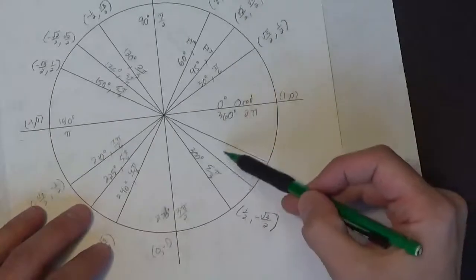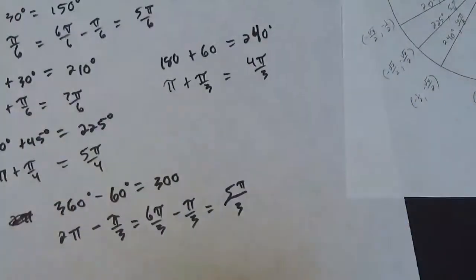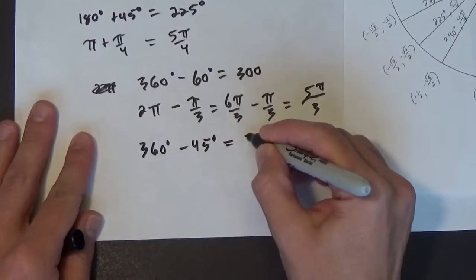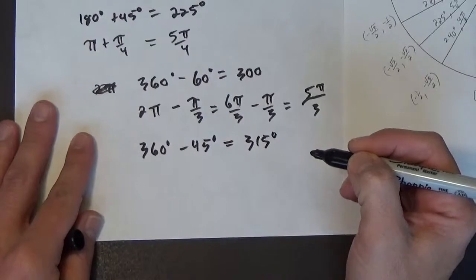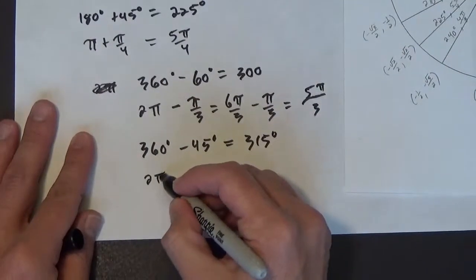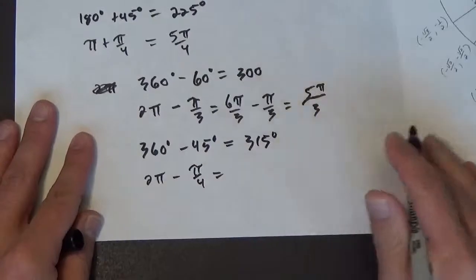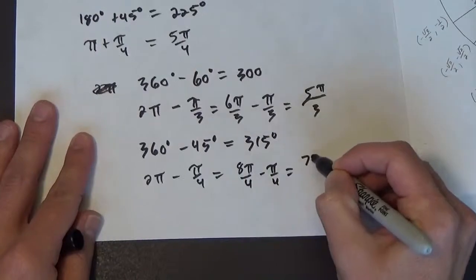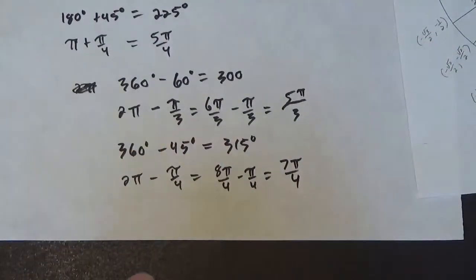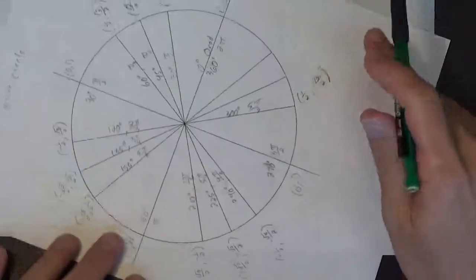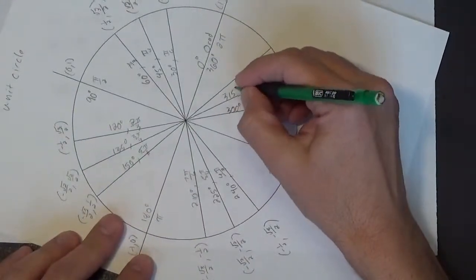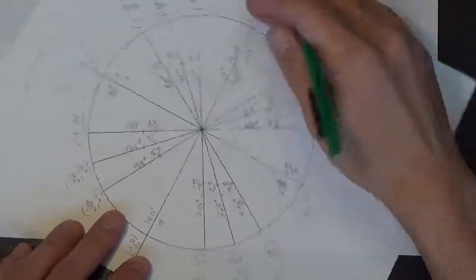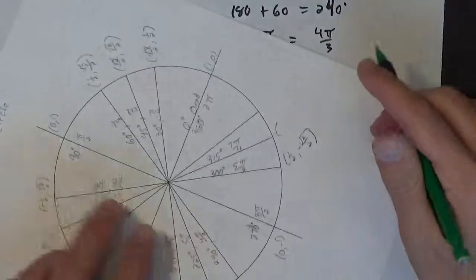All right, a couple more to go. This one is associated with the 45 degrees. So 360 degrees minus 45 degrees is 315 degrees. 2 pi minus pi over 4 is 8 pi over 4 minus pi over 4, and that is 7 pi over 4. So let's write that in. So we have 315 degrees, 7 pi over 4, and the coordinates for this one are going to be the square root of 2 over 2, negative square root of 2 over 2.